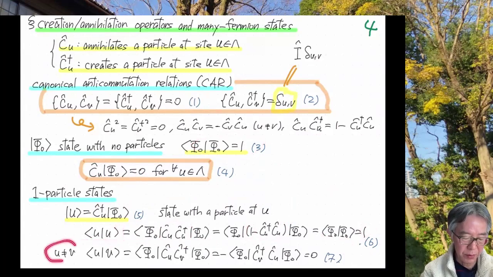Now suppose that U and V are different, and we consider this inner product. Okay, and the same thing, and then you use the anti-commutation relation, but here U and V are different, so it's 0. It simply anti-commutes, and then you use this and you get 0. So you see that U and V are orthogonal with each other. That's for one particle state.